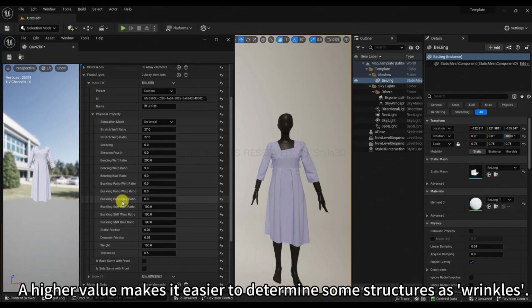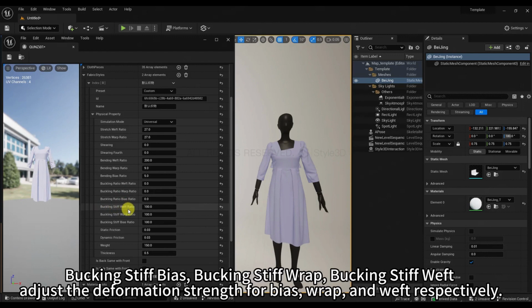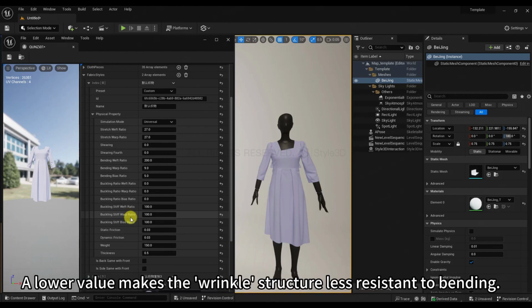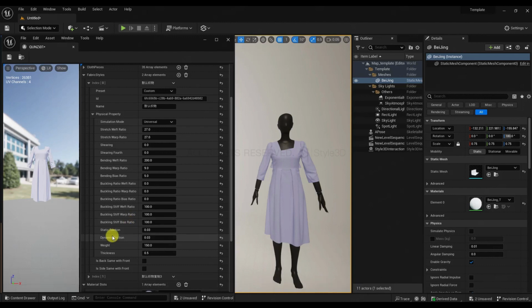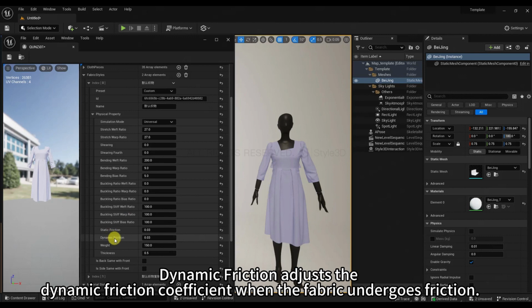Buckling ratio bias, buckling ratio warp, and buckling ratio weft adjust the deformation rate for bias, warp, and weft respectively. A higher value makes it easier to determine some structures as wrinkles. Buckling stiff bias, buckling stiff warp, buckling stiff weft adjust the deformation rate for bias, warp, and weft respectively. A lower value makes the wrinkle structure less resistant to bending.